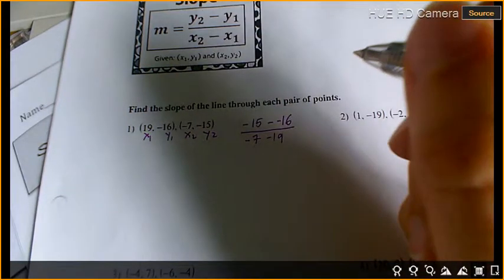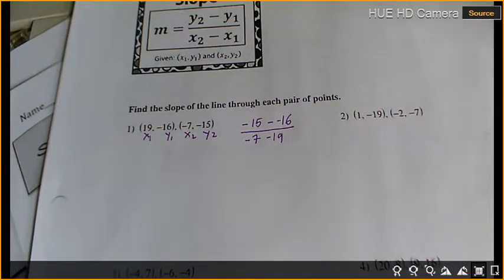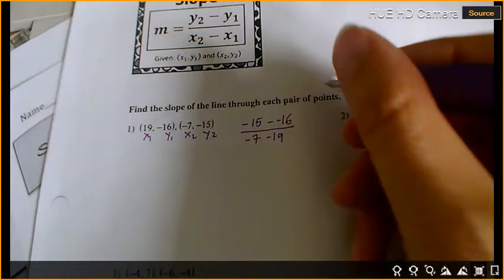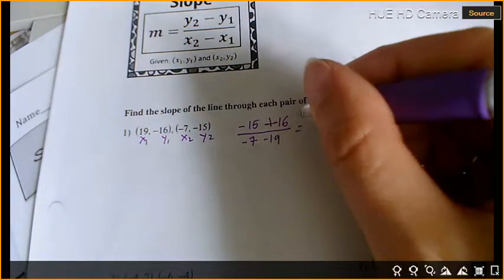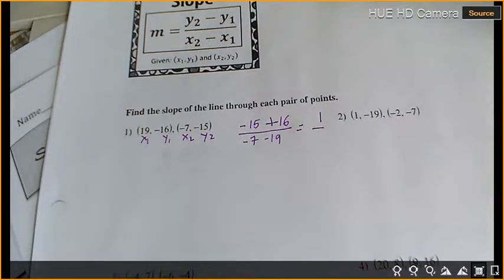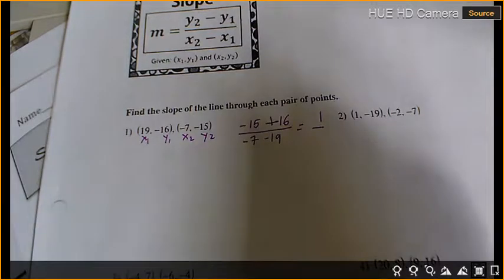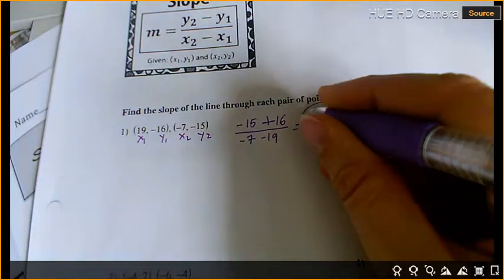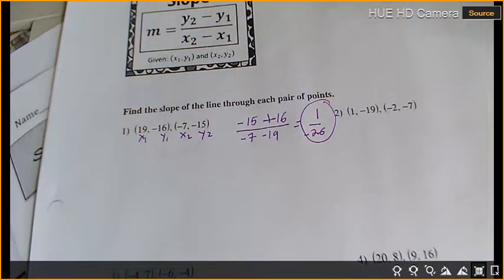Okay, make sure when you do this, when you have a double negative like that, when you have a minus a negative, that you make it a positive. So when you see these two together, you make it a plus. And then negative 15 plus 16 is 1. And then negative 7 and negative 19 makes negative 26. So that would be our slope. Up 1, to the left, negative 26.